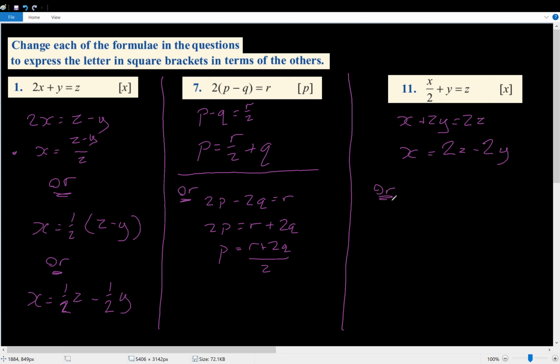Alternatively, if we wanted, we could have moved the y over first, in which case we'd get x over 2 is equal to z minus y. And then we're going to multiply across by 2 because we're bringing our divide by 2 from the left to the right hand side, in which case it becomes a multiply by 2. So we get x equals 2 multiplied by z minus y. Which, if you multiply the brackets out, you'll notice is exactly what we got at the start. It just depends on your approach to the question. But again, either of these solutions are perfectly satisfactory for this question. And that is that.